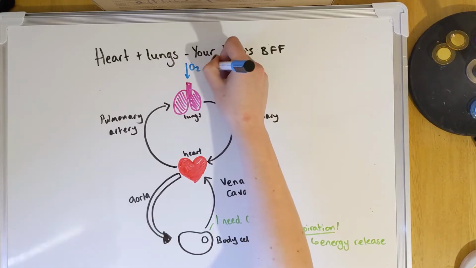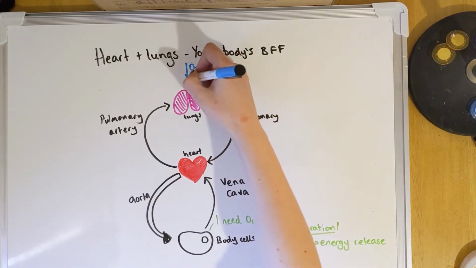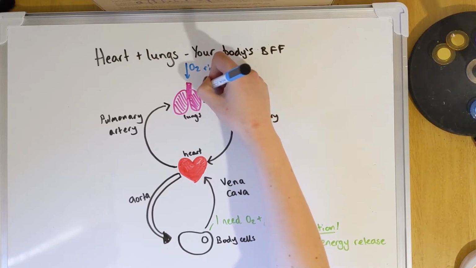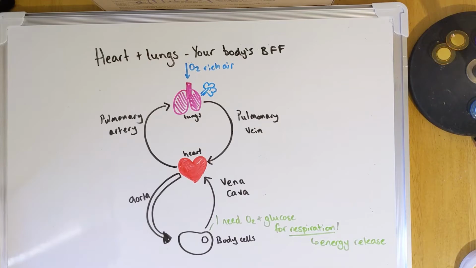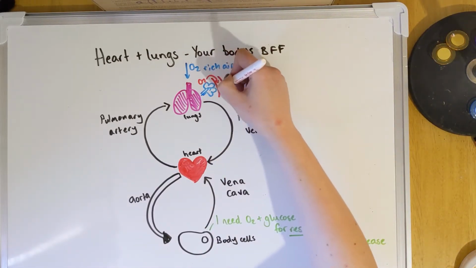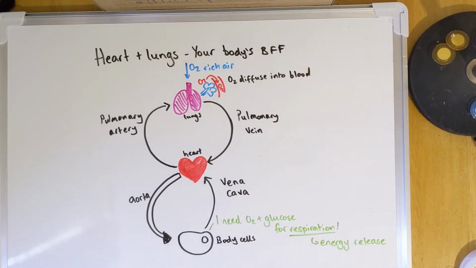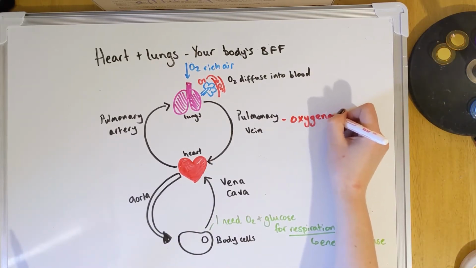So if we start from thinking about what's happening in the alveoli, you have oxygen-rich air entering the lungs when we inhale. This air is going to be put into the alveoli, then it's going to be passed from the alveoli into the blood. That oxygen-rich blood we know is called oxygenated, high in oxygen.